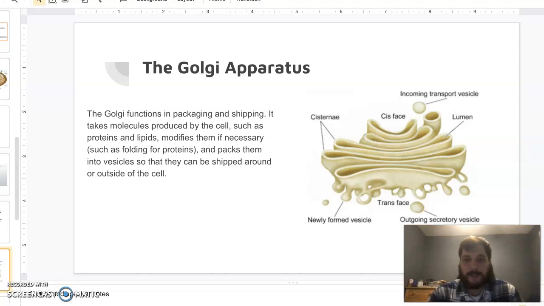So the next organelle that we're going to learn about is the Golgi apparatus, and this is what it looks like over here on the right. The main function of the Golgi apparatus has to do with packaging and shipping. It takes molecules produced by the cell, such as proteins and lipids, and modifies them if necessary. And then it packs them into vesicles so that they can be shipped around or outside of the cell. So the main role of the Golgi apparatus is packaging and shipping molecules in or out of the cell. As you can see in the picture here, you have outgoing secretory vesicles and incoming transport vesicles.